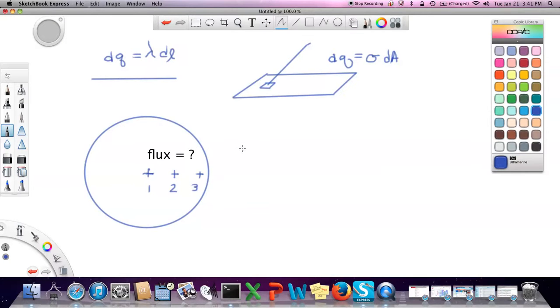Now, in these two separate problems, why does our offense at dq equals lambda dl and dq equals sigma dA, what does it have to do with this flux question? And what does the answer to that have to tell us about the nature of electricity and magnetism and the way that we go about describing it?